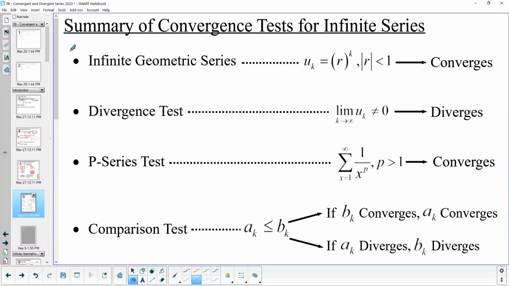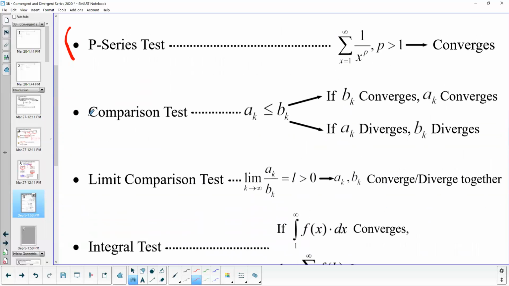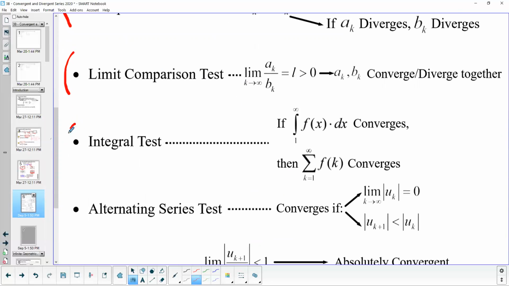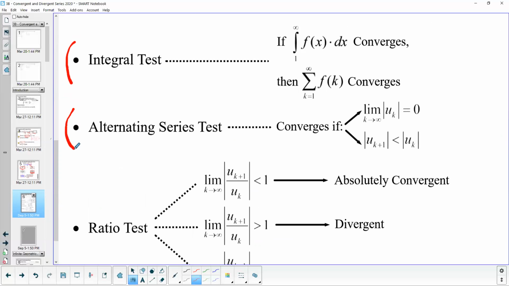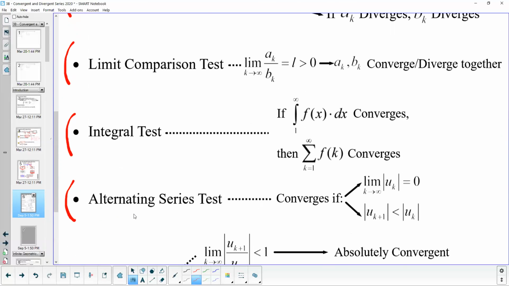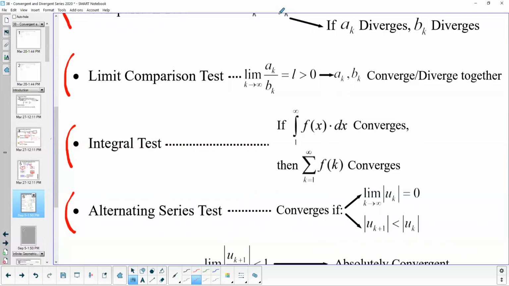And so we have infinite geometric series, we have the divergence test, the p-series test, we have something called the comparison test, the limit comparison test, the integral test, alternating series test, and probably one of the most used ones, which is the ratio test. So at some point you will be responsible for knowing all these, and we will break these into different videos so you can look at each individually and replay the lessons if necessary.